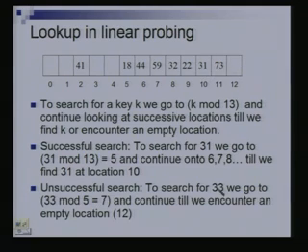Suppose I am searching for 33. 33 mod 13 is 7. So, I would start here. Then I come here. It's not here. I come here. It's not here. I come here. It's not here. I come here. It's not here. I come here and I find this location is empty. This means 33 could not be there at all in this table. Because if 33 were there in this table, it would have definitely been inserted by this time, till this position, because this is an empty location. Everyone with me?